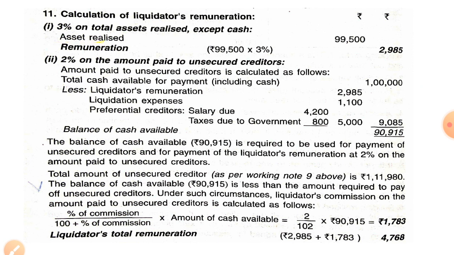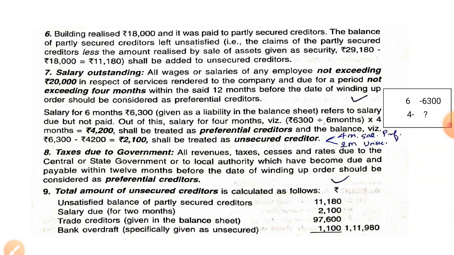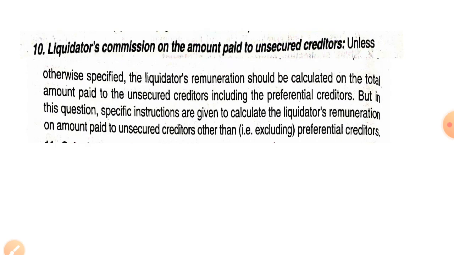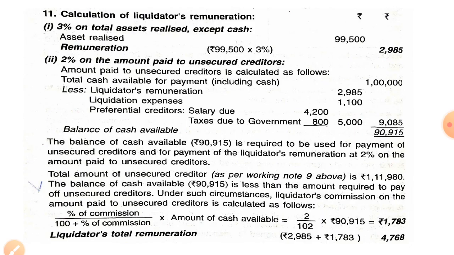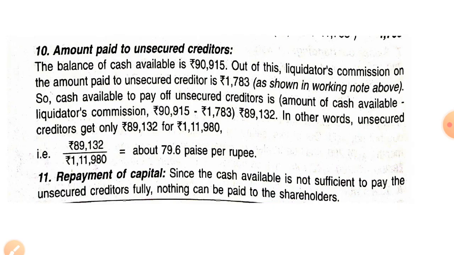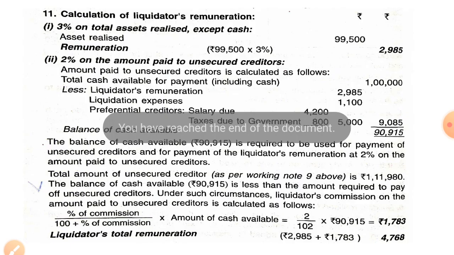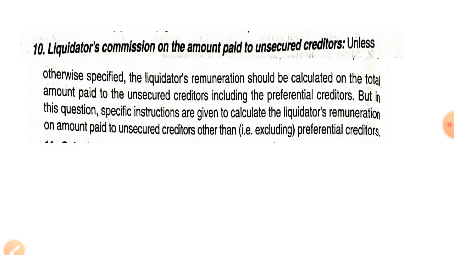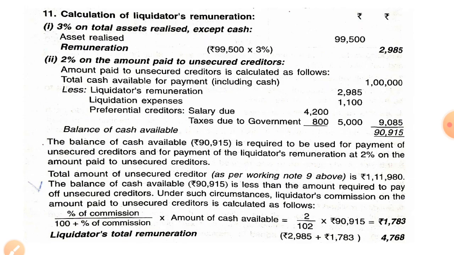Now the total is what? 3% and 2%, they have given. So we have to add both. 2,985 and what we calculated here, 1,783. Total of both, we will get 4,768. This is the liquidator's remuneration. Clear?